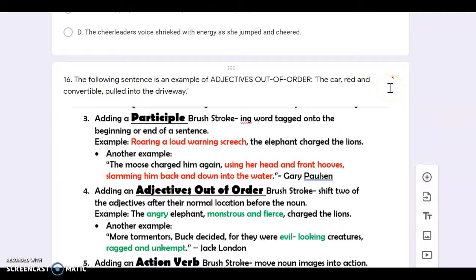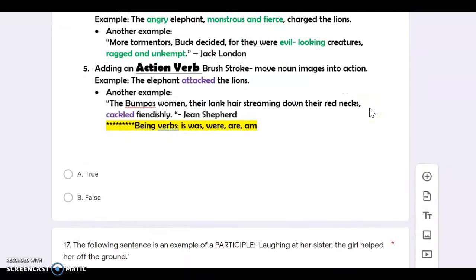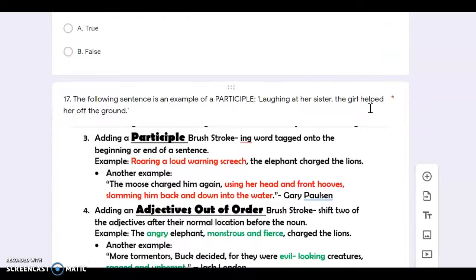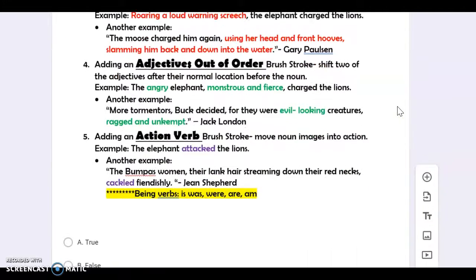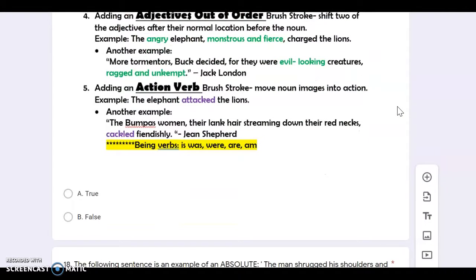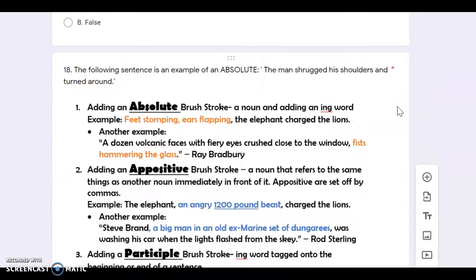16. The following sentence is an example of adjectives out of order. The car, red and convertible, pulled into the driveway. Is this A, true, or B, false? 17. The following sentence is an example of a participle. Laughing at her sister, the girl helped her off the ground. A, true, B, false.